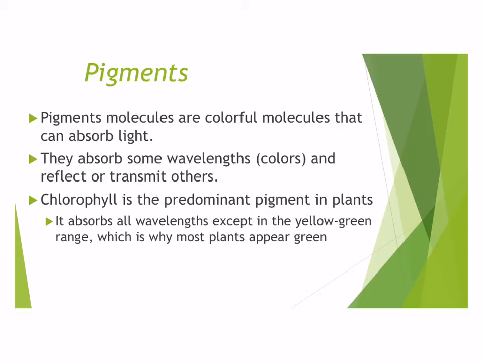Chlorophyll is the name of the pigment that is the predominant pigment in plants. There are actually two kinds of chlorophyll, chlorophyll A and chlorophyll B. And chlorophyll A is the main one. It absorbs all wavelengths except in the yellow-green range, which it reflects. So the yellow-green color is the pigment that is most predominant in plants. That's why most plants appear green.